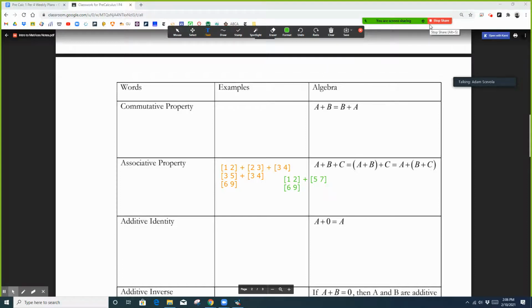For the additive identity, in math, identity means you apply the operation and it keeps its identity. So the additive identity would be 0. The multiplicative identity would be 1. If you multiply something by 1, it's going to stay the same.